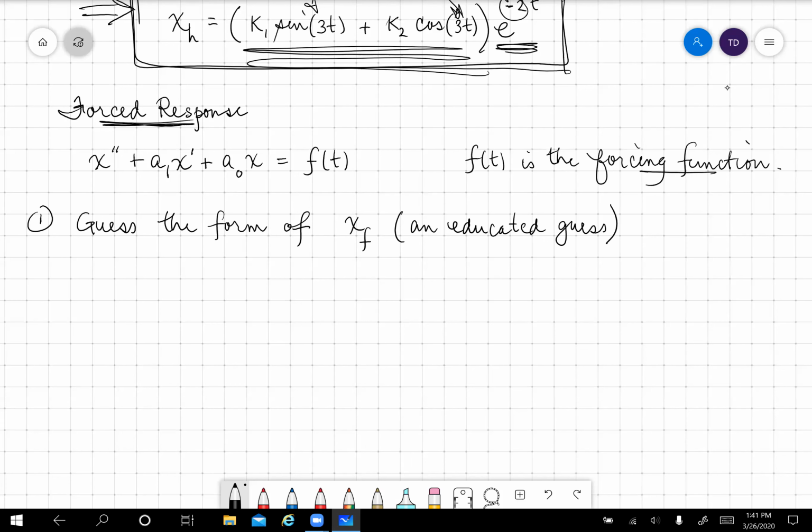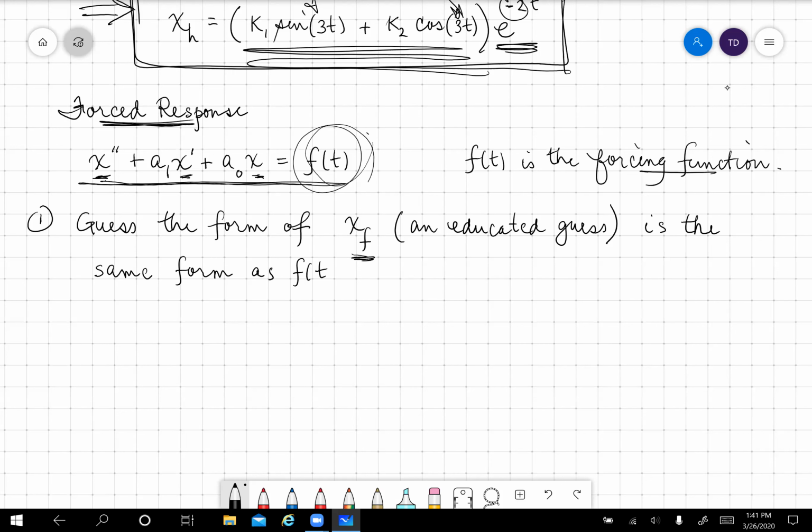We know that if this x sub f is going to satisfy this equation up here, then again, when I take the function and I take its derivative and I take its second derivative, somehow it's all going to cancel out and then get me f of t back. So we say that we guess that the form of x of f is the same form as f of t plus all of f of t's unique derivatives.